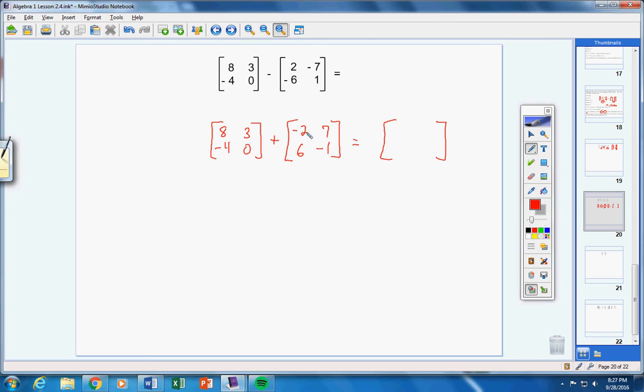8 plus a negative 2 is 6. 3 plus 7 is 10. Negative 4 plus 6 is 2. And 0 plus a negative 1 is negative 1. You get the exact same answer.